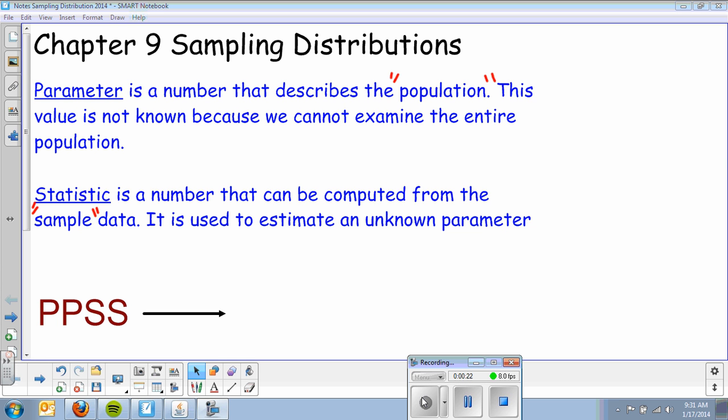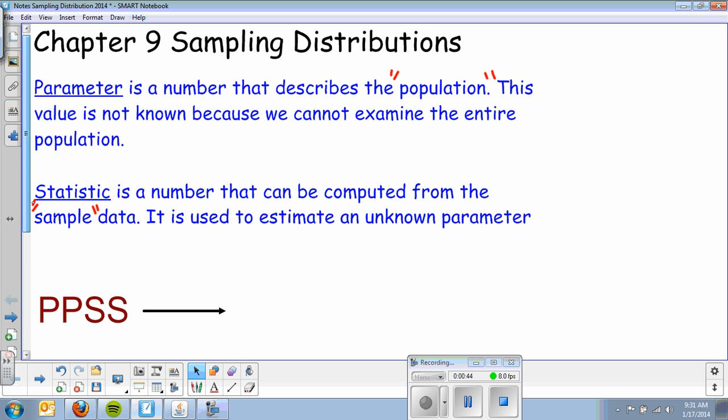So a parameter is a number that describes the population. This value is often not known because we cannot examine the entire population. Then you have a statistic, which is the name of the class, but it is a number that can be computed from the sample data. It is used to estimate an unknown parameter.